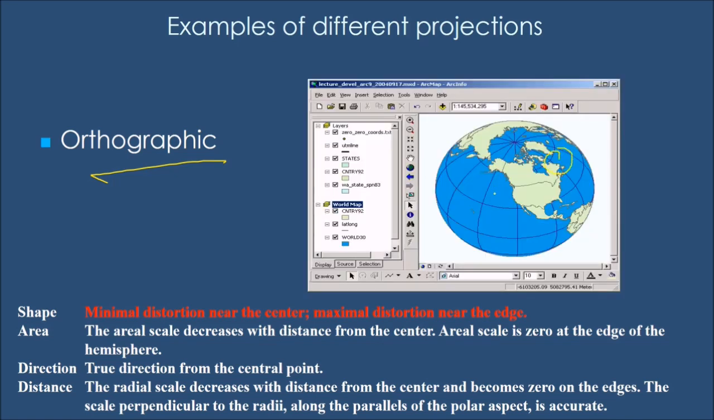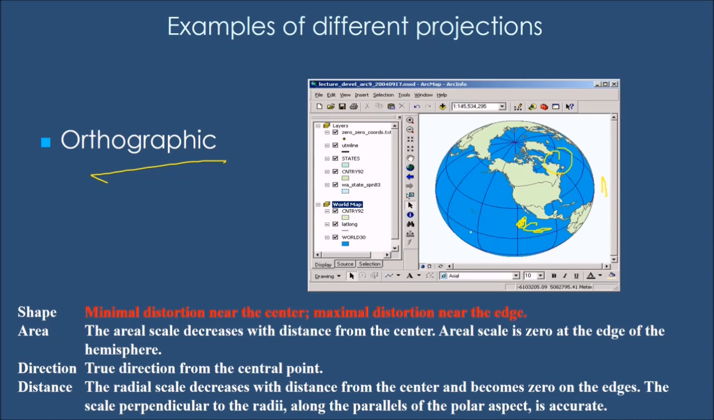So the shape has minimal distortion near the center. The areal scale is zero at the edge of the hemisphere. And for area, the areal scale decreases with distance from the center. The areal scale is zero at the edge of the hemisphere.